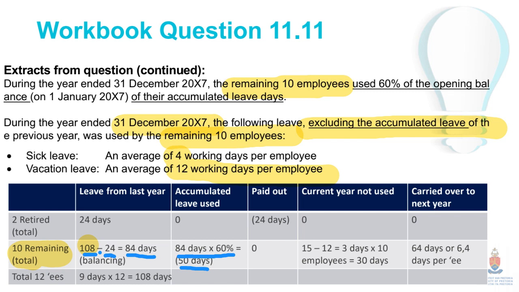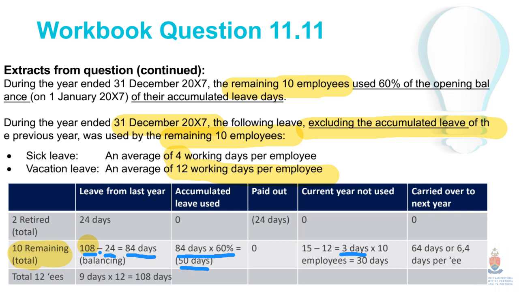Now in the current year, we're told that each person gets 15 days. They only on average used 12. Remember, we're not going to account for sick leave because sick leave is non-accumulative, non-vesting. There's no journal entries. We went through that. So we're only accounting for vacation leave. So they each get 15 days. They used up 12. This is on average 3 days per employee.